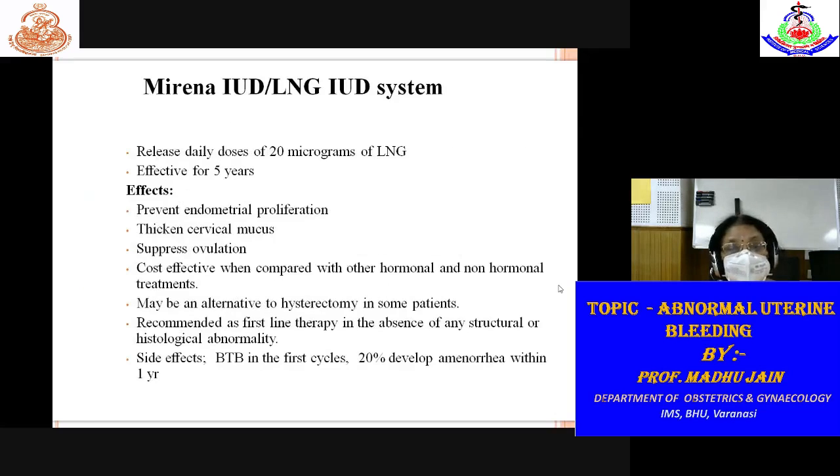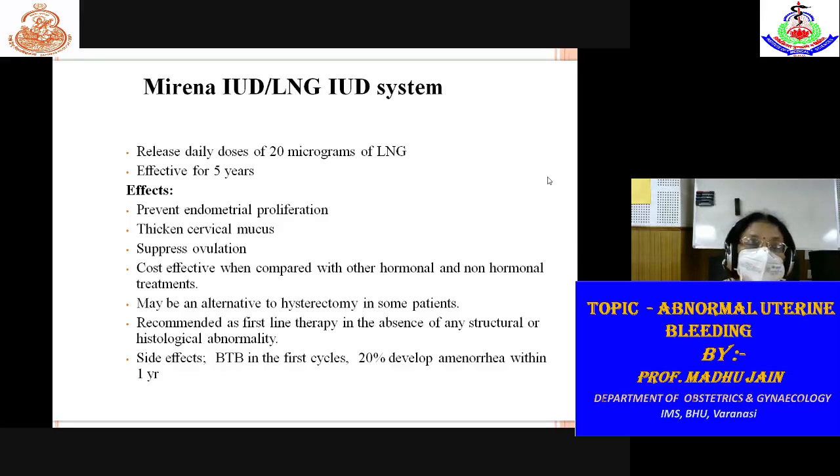Then the Mirena. The Mirena is a very good method for the control of the bleeding. IUD means intrauterine device. Once you insert it, it is effective for 5 years. The only disadvantage is that it is costly, about 2,500 to 3,000. But the added advantage is that it is a very good method for the control of bleeding. About 80 to 90% of patients respond to the acute bleeding also.